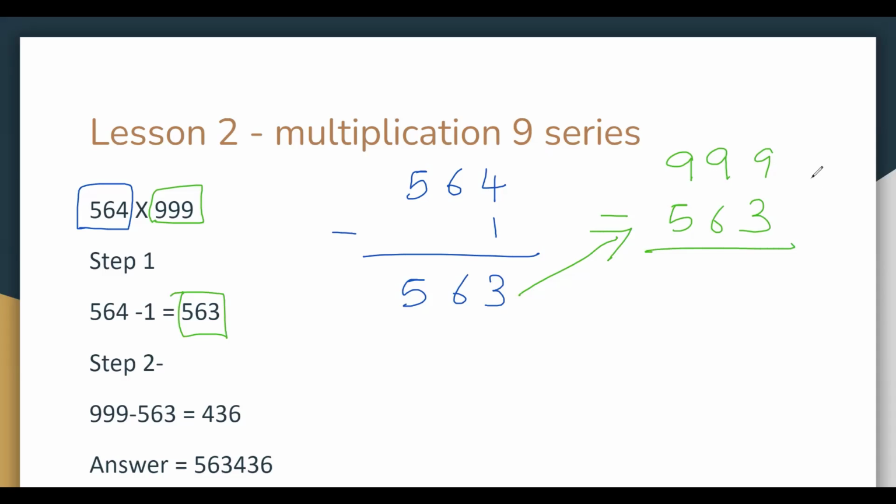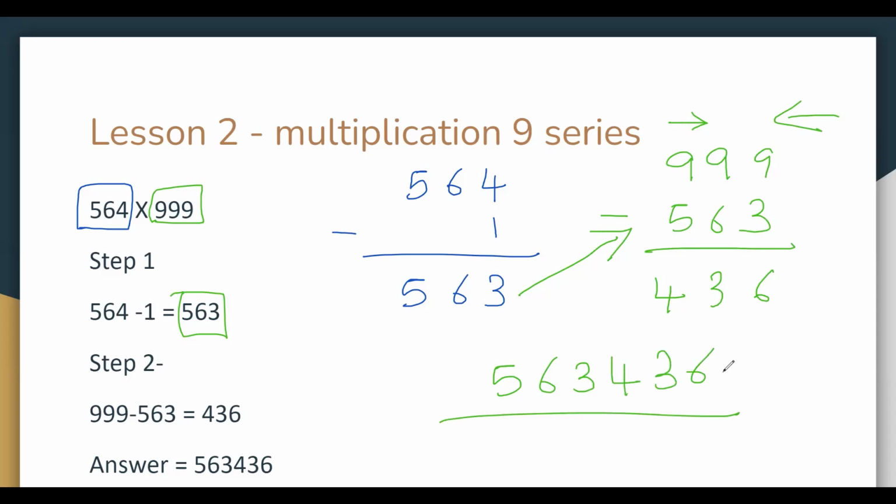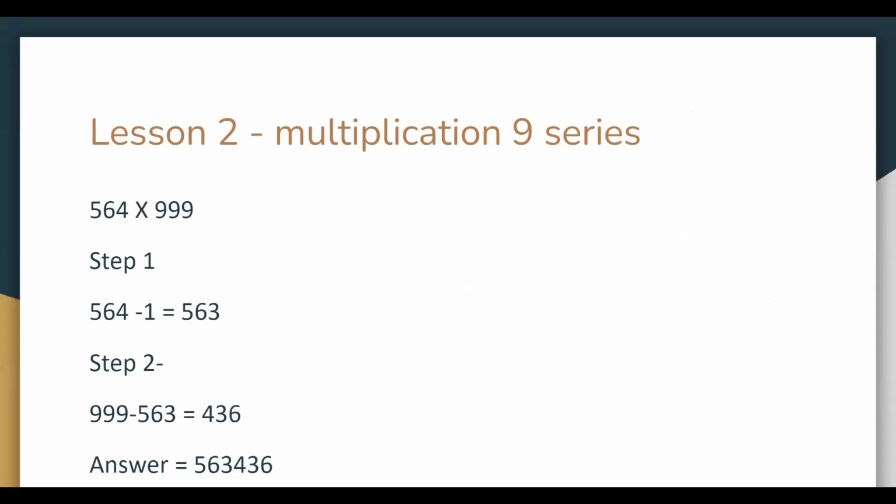So now here you can do it from right to left in the traditional method, or you can do it left to right. Both are going to give you the correct answers because there is no borrowing, there is no carrying over. So 9 minus 5 is 4, 9 minus 6 is 3, 9 minus 3 is 6. So here is your answer, 563436. This is your answer. This again, you will not even take a minute to complete the calculation.